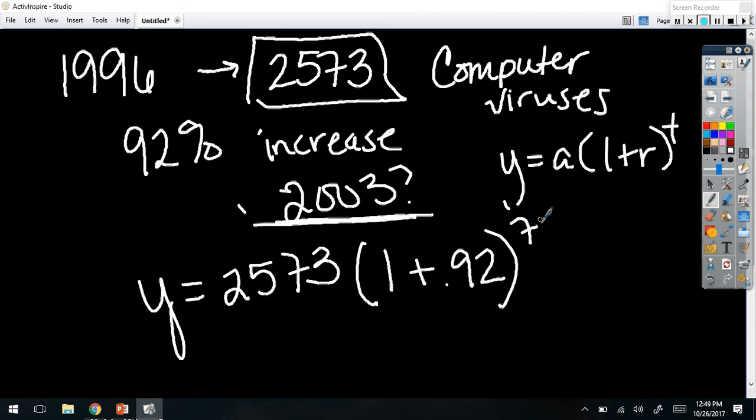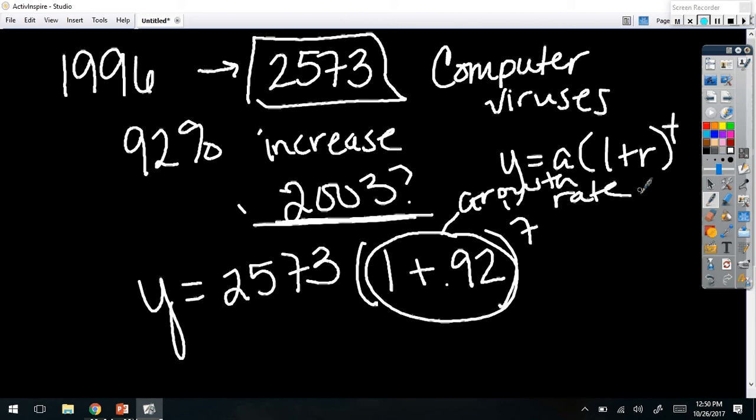Sometimes I'll ask you to give me a model, which would be with the variable in it. The time is what's varying in everything, so that's your variable. So now put this in your calculator. This, by the way, is my growth rate together. Is that a 1 or no? 1.